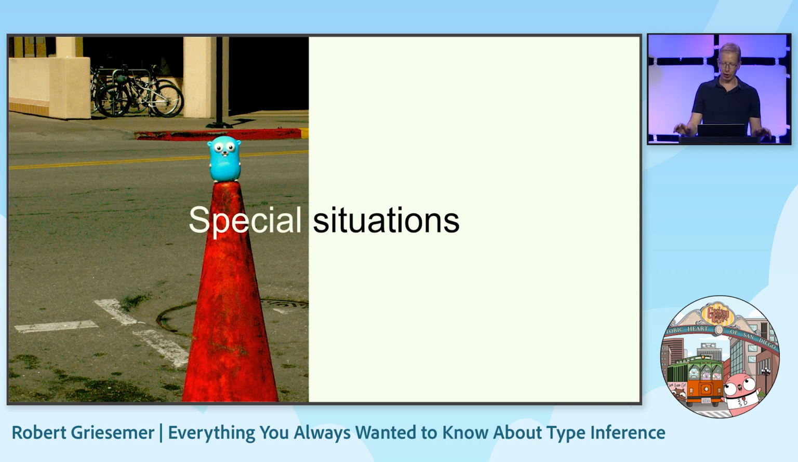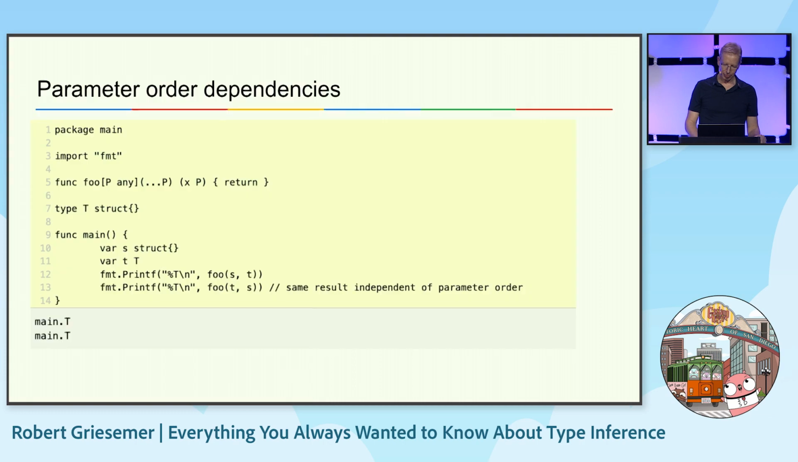So now we've got the big picture about type inference, but there are a couple of special cases that I haven't talked about, and they're making things slightly more complicated. The first one has to do with the order of parameters when you pass them to functions. Independent of that order, we should always get the same result for type inference. So independent of the order in which parameters are passed to a function, or in which the parameters are permuted, we want to see the same result.